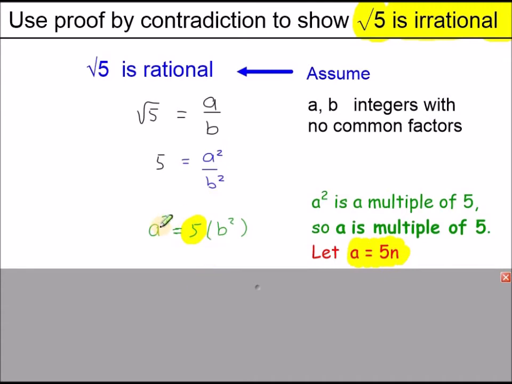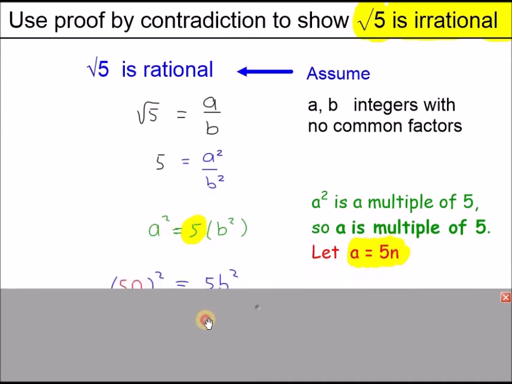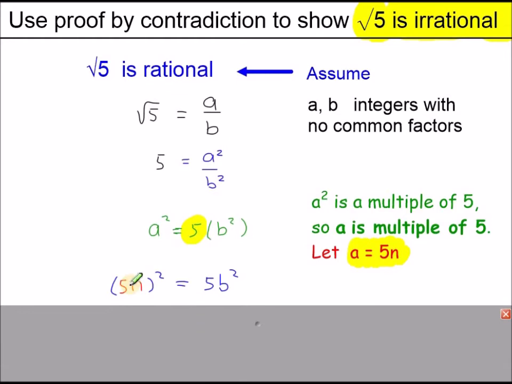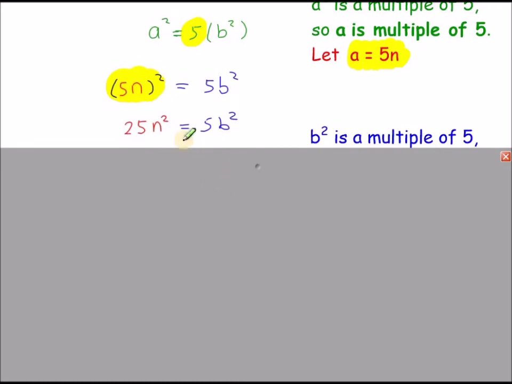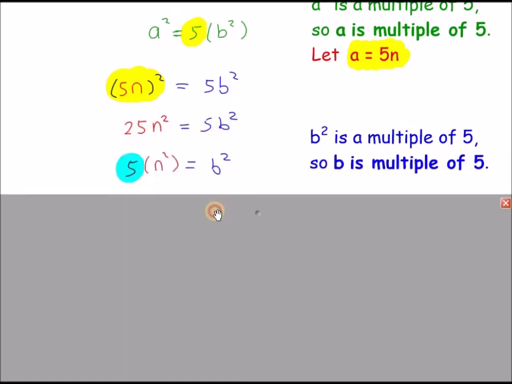So now I'm going to replace the a with 5n, like this. So we expand the brackets, gives 25n squared, divide by 5 on both sides, and now we see that b squared is a multiple of 5. If b squared is a multiple of 5, then b is a multiple of 5. And we already have this, that a is a multiple of 5.